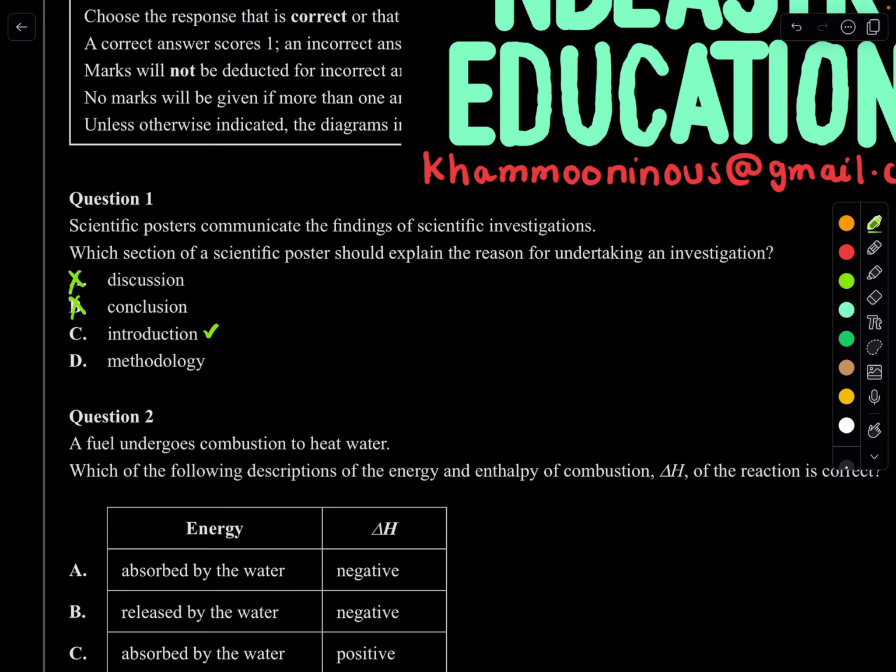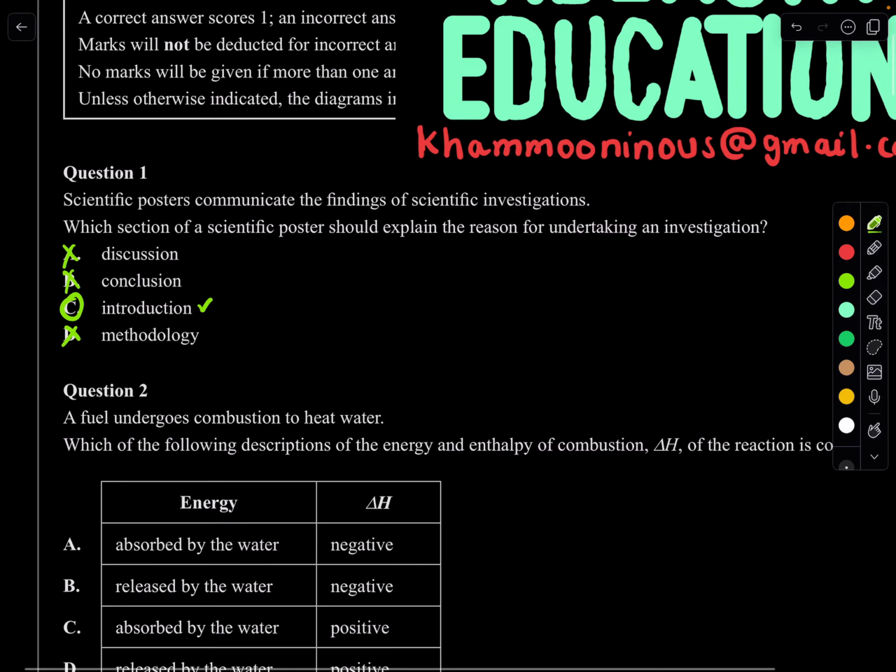What about the methodology? Nope. Remember, your methodology is where you list the steps for the experiment, like what you're going to do. So absolutely not. So only C. What a beautiful, easy question.